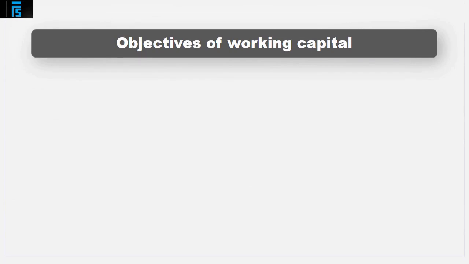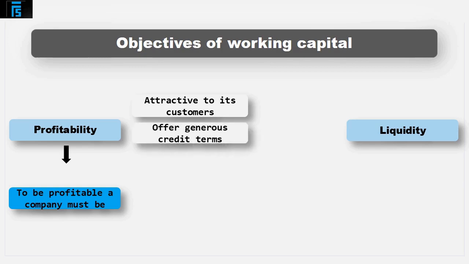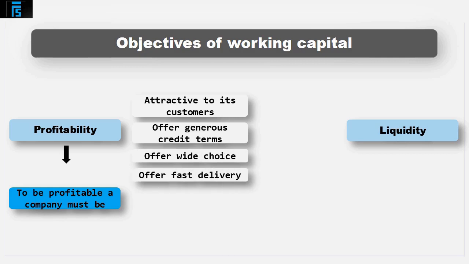Objectives of working capital. There are two objectives: one, profitability, and two, liquidity. Profitability can be improved if a company appears attractive to its current and potential customers. A customer who likes a company will buy more and, conceivably, be prepared to pay more for what they do buy. A company can appear attractive by offering generous credit terms or by holding lots of inventory. High inventory levels suggest that a business can offer a wide choice and/or fast delivery.